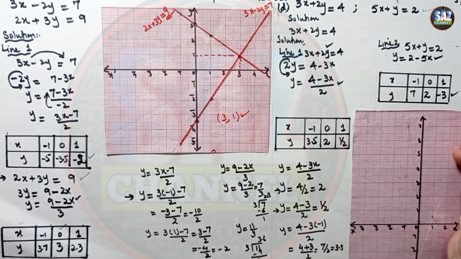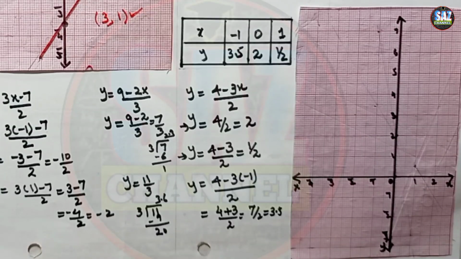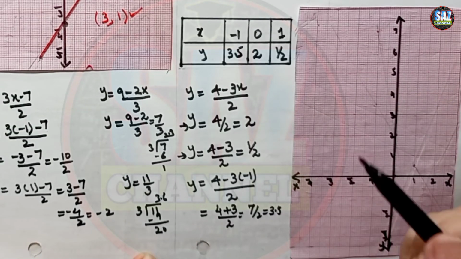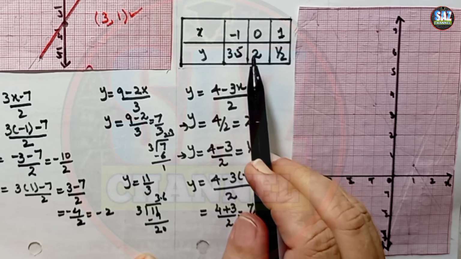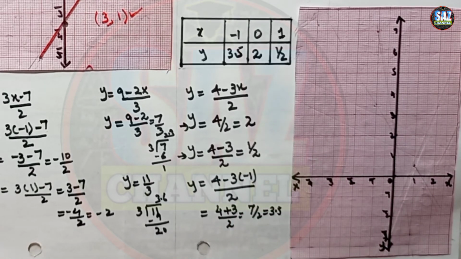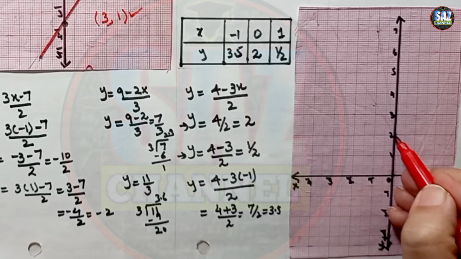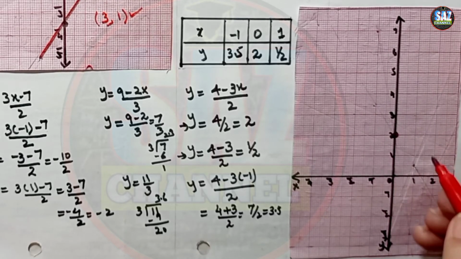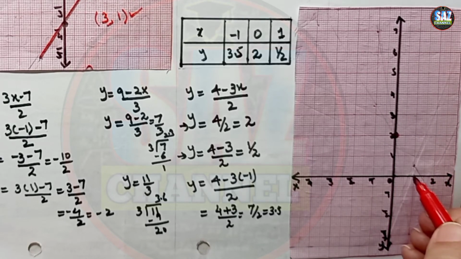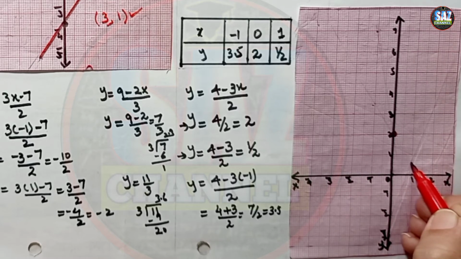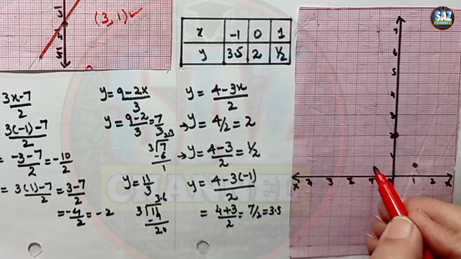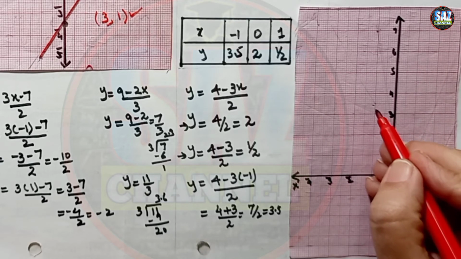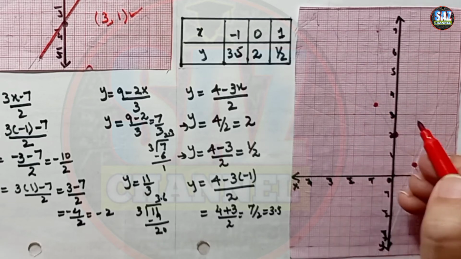Now let's move to the plotting of these lines. First of all, I'll plot line 1. Here we have the x value 0 and y is 2. So the first point will be coming at this place, 0 with 2. And when x is 1, y is 0.5, so my point will be coming at this place. And when x is minus 1, y is 3.5. So the point will be marked at this place.